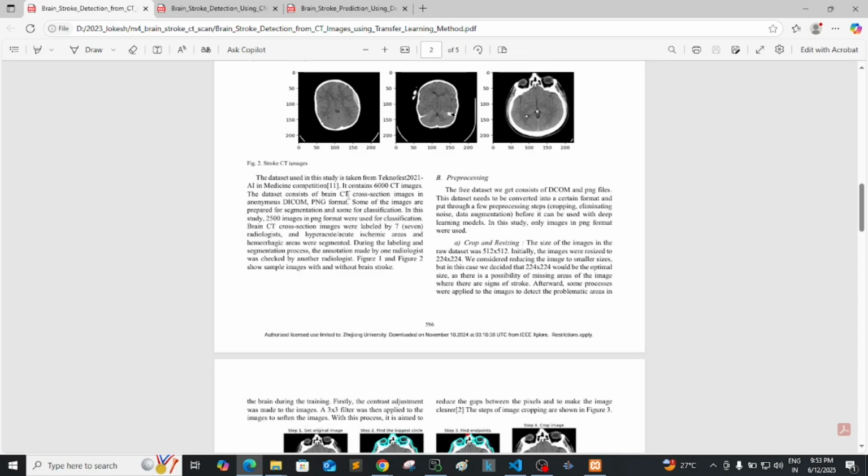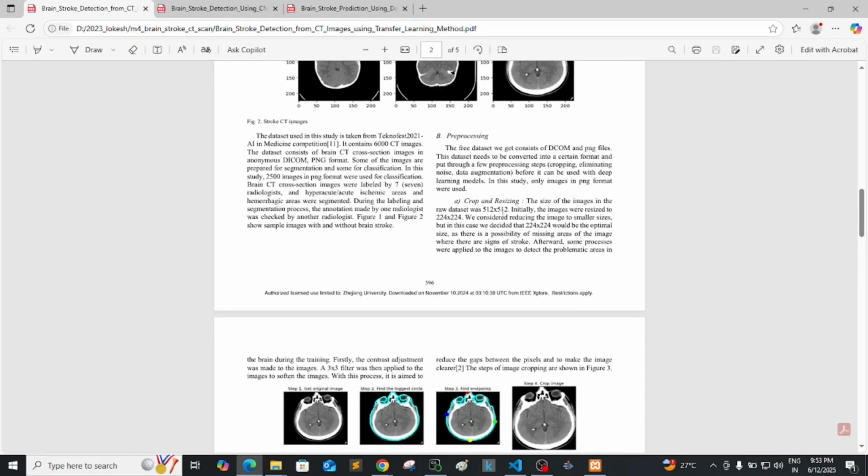We are using some other data set. We'll be discussing what the remaining 2 papers are using, which data set they are using. The same data set we are using. Actually these people are using some different data sets, and after using that data set they are cropping the image size to 224 cross 224.